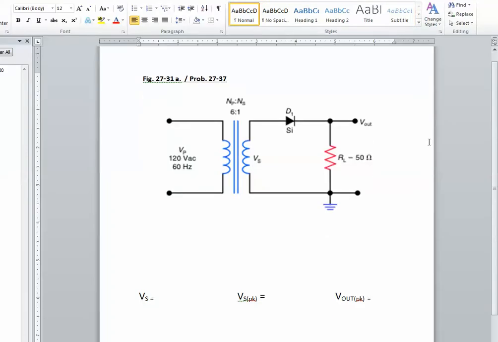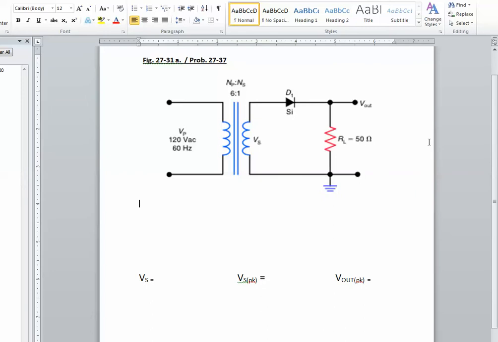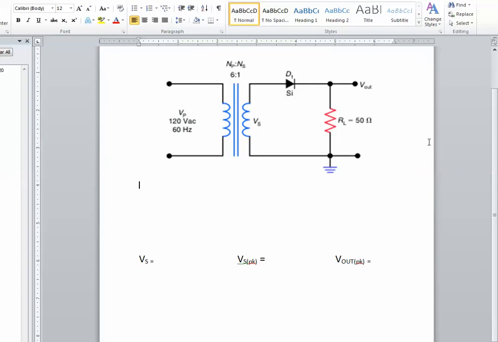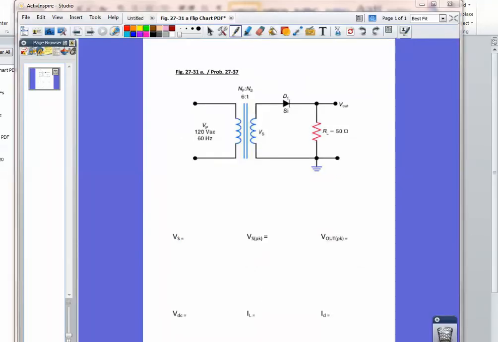So basically what we are looking at here today is figure 27-31A, which corresponds to problem 27-37 in your book. And we're going to try to solve some of these problems. Alright, so we're going to do some calculations involving some of these circuits in chapter 27.